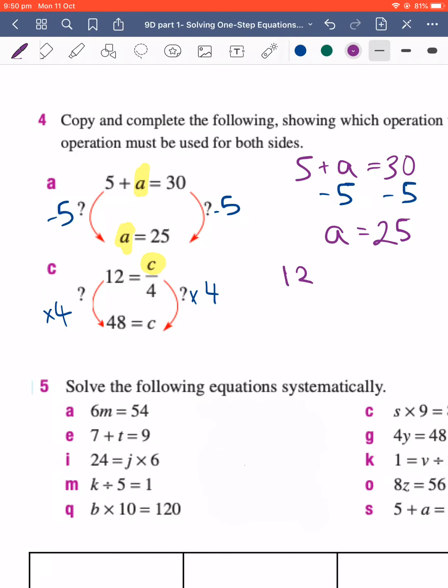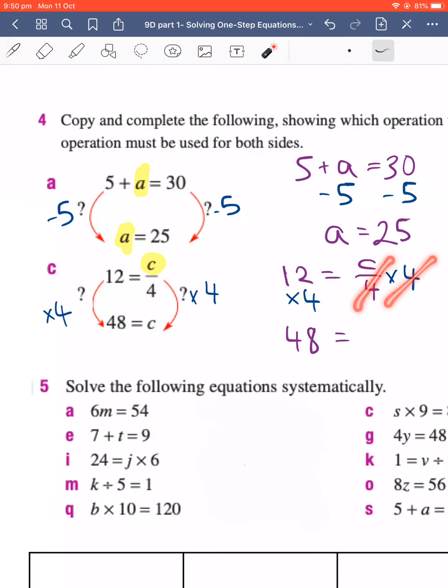So I have 12 equals c over 4. If I then multiply this side by 4 and this side also by 4, I end up with 12 times 4 is 48, and c divided by 4 multiplied by 4 just ends up with c.